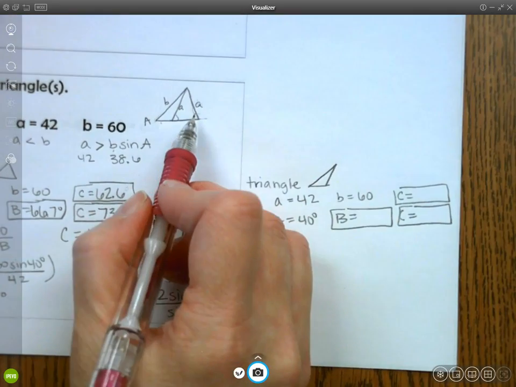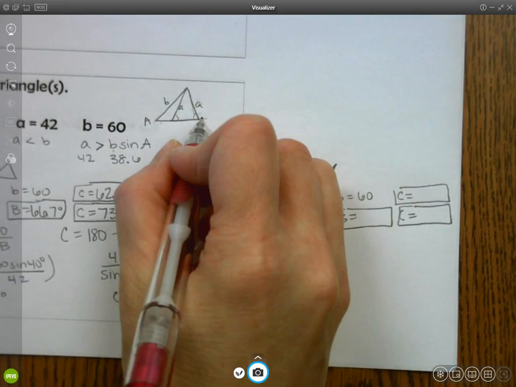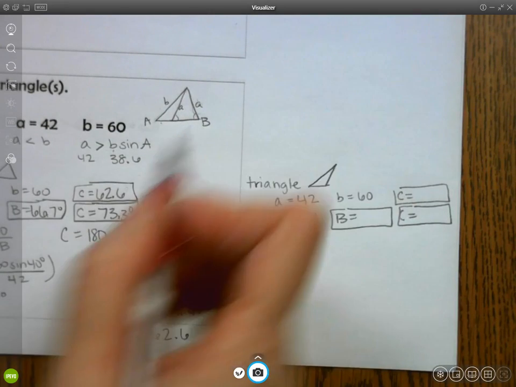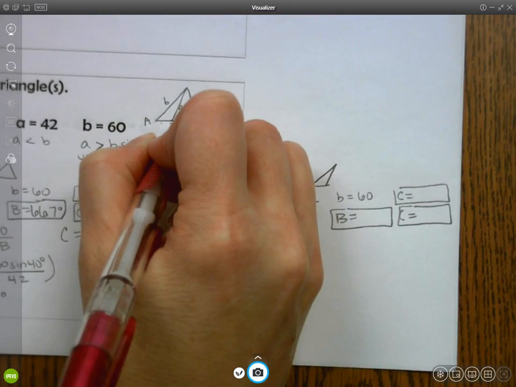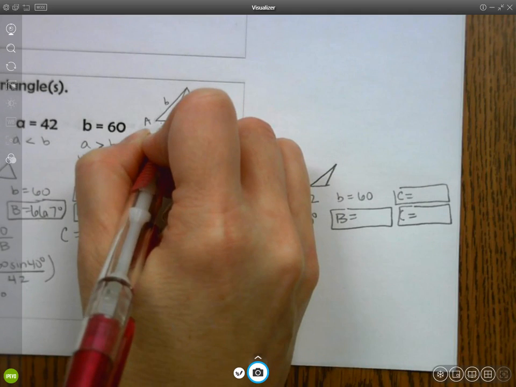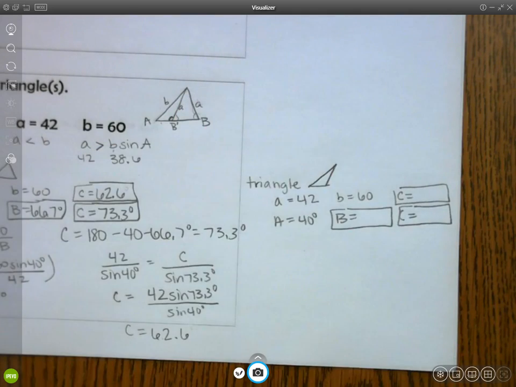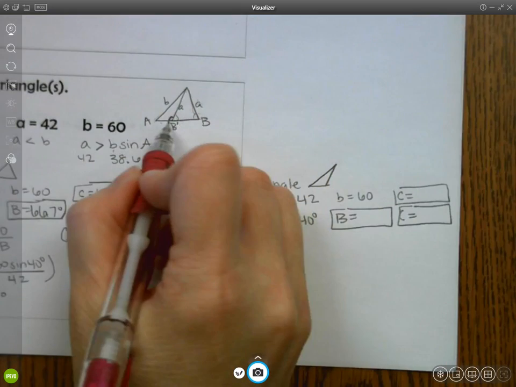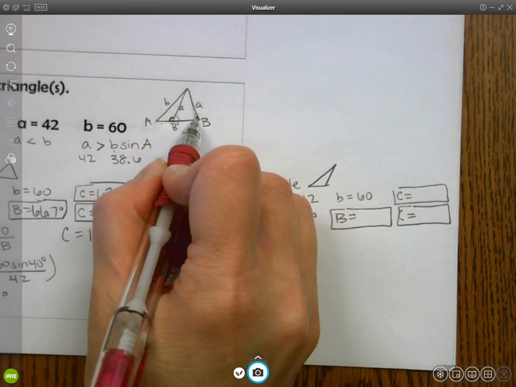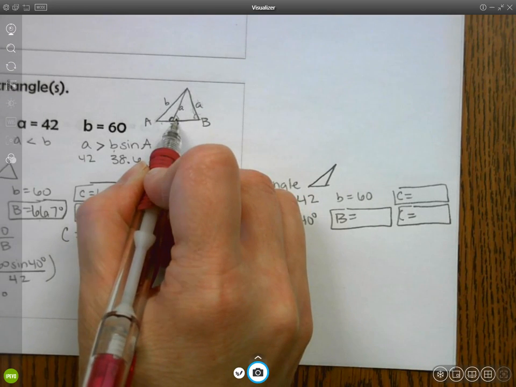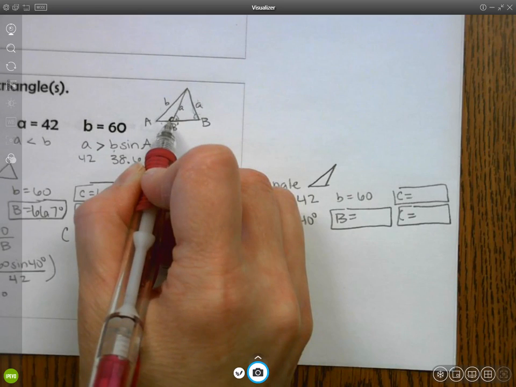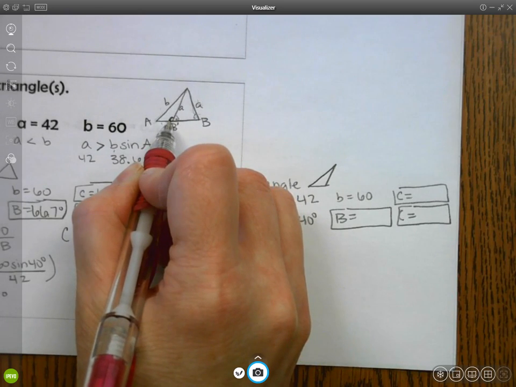So we figured out that angle B, regular B, was 66.7. Well, this angle right here, which we know as B prime, is going to be forming a line with angle B. Because this is angle B, so this would be the same as angle B. So B plus B prime always add up to 180.